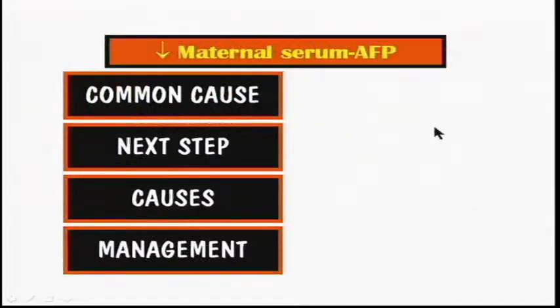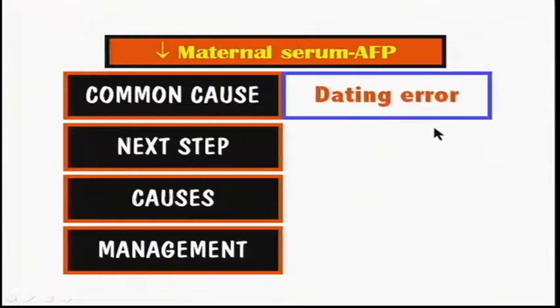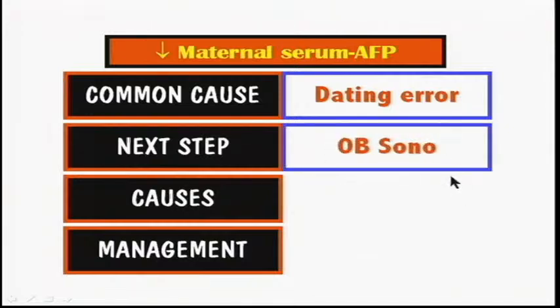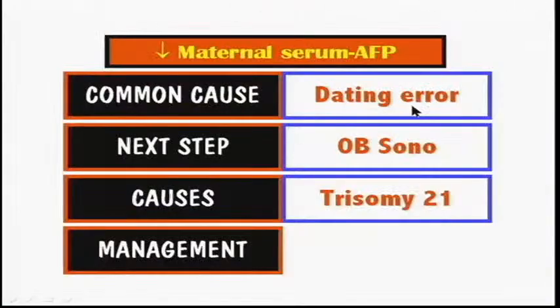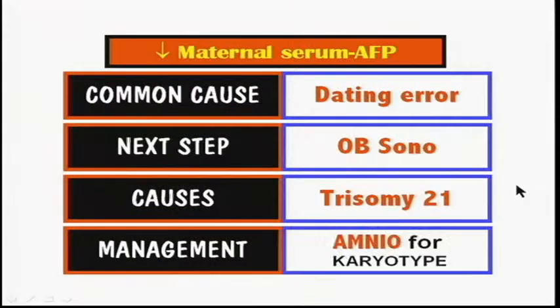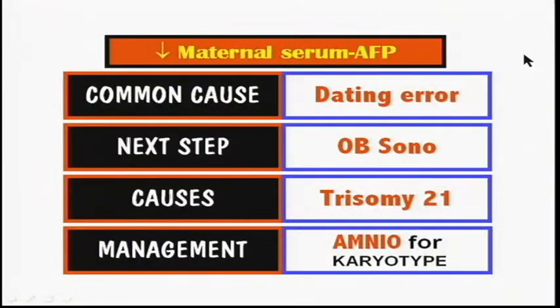If we have a low MSAFP, our concern, of course, is Down syndrome, but the most common explanation is dating error. Next step in management, OB ultrasound. Does that explain it? Trisomy 21, do we see a thickened nuchal skin fold? Do we see a short femur? Do we see choroid plexus cysts? Do we see cardiac defects? If we can explain it, fine. But if we can't, amniocentesis specifically for karyotype. Now, if you're taking the amniotic fluid out anyway, you're going to do an amniotic fluid AFP screening for neural tube defects as well.